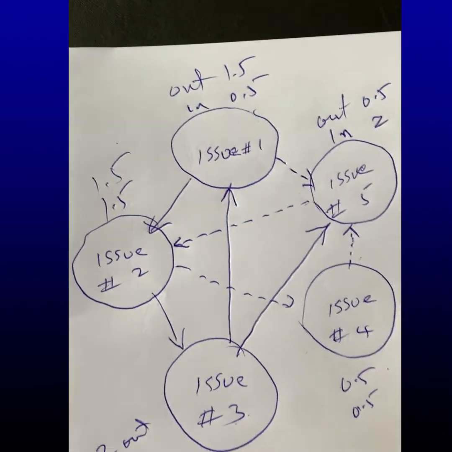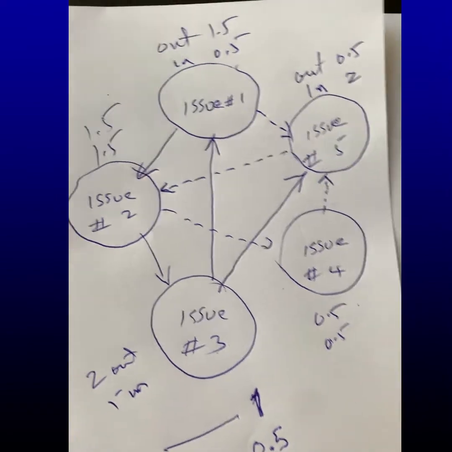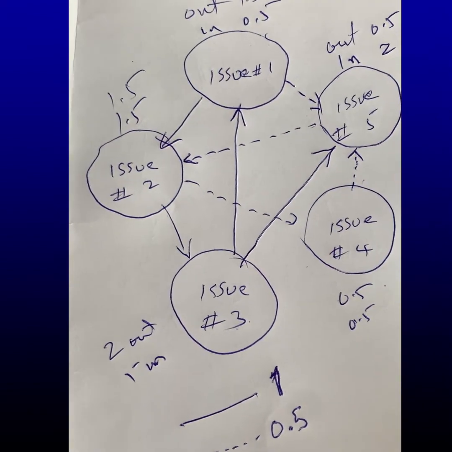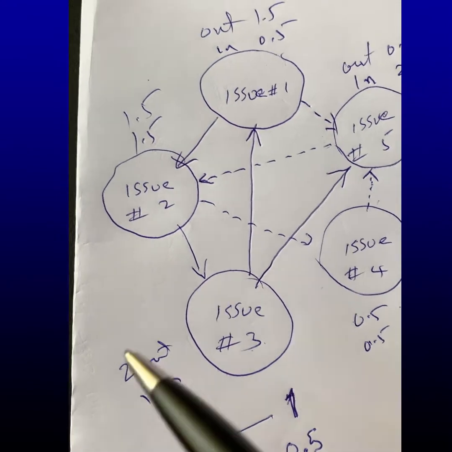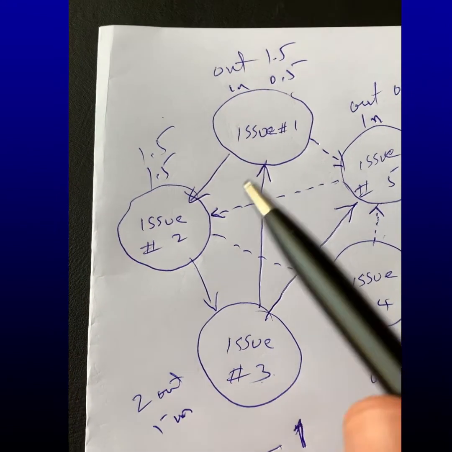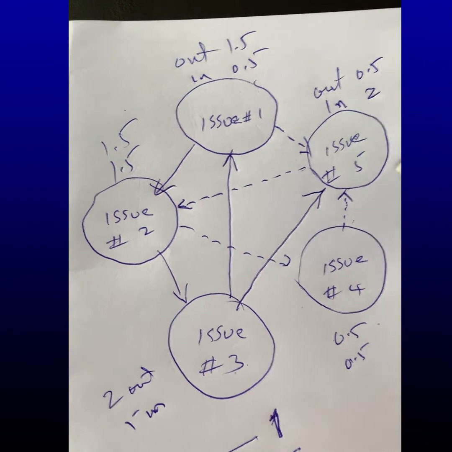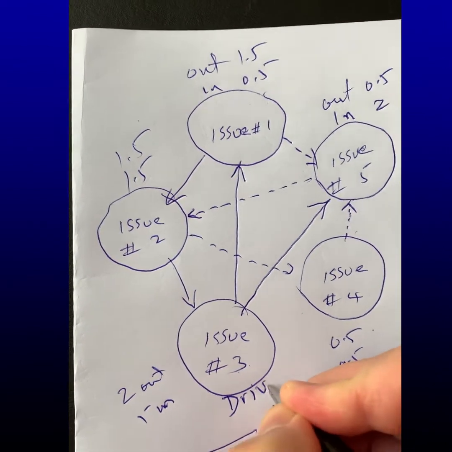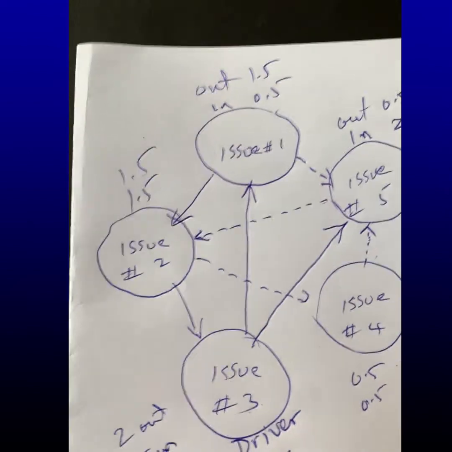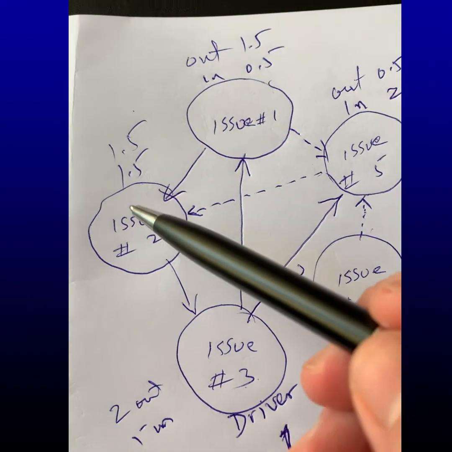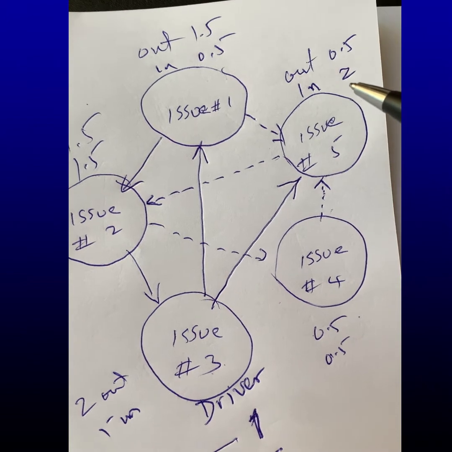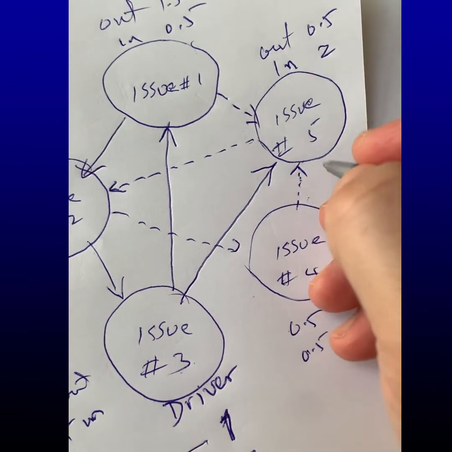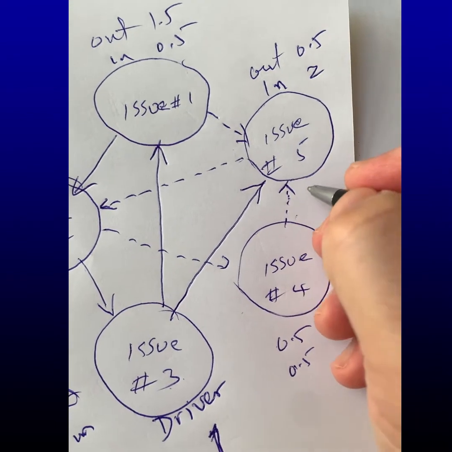In this example, what you want to see is which one has the most outs, which one has the most in. And we want to look for the most out here. I see this one has 2 outs, and that may be the highest. So we say issue 3 here is the driver, and we want to see which one has the most in. This one has 1, 1.5. This has 2 in, so issue 5 is the outcome. All right, so then you mark this as the outcome.